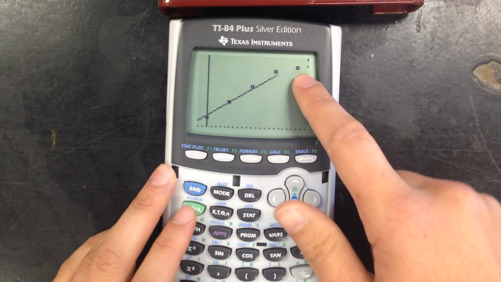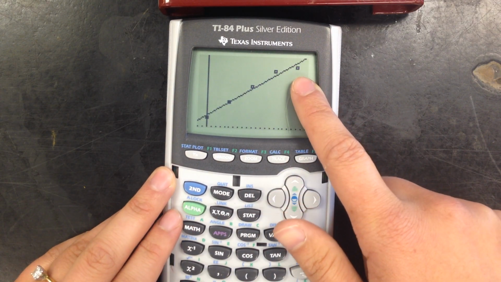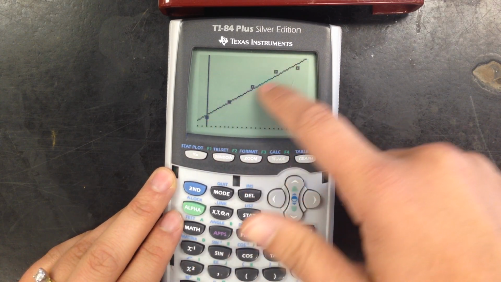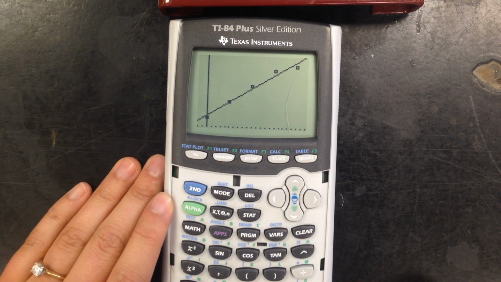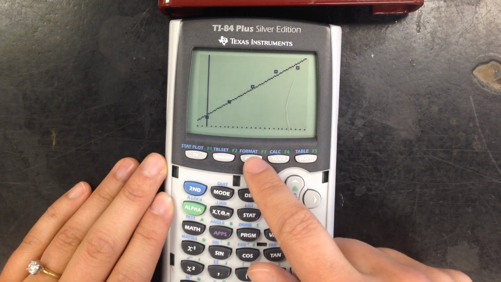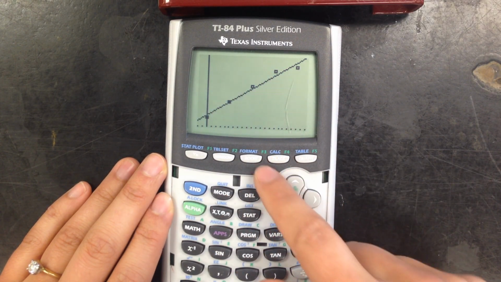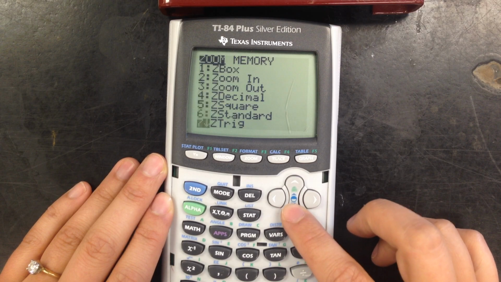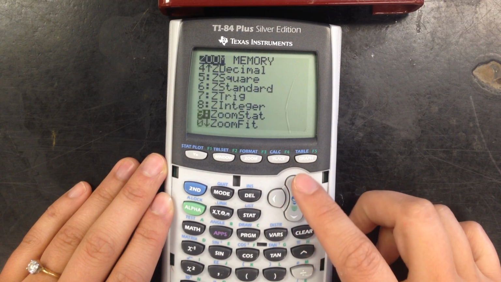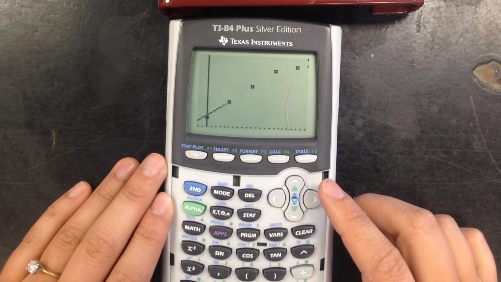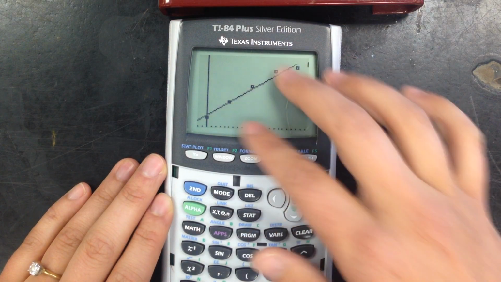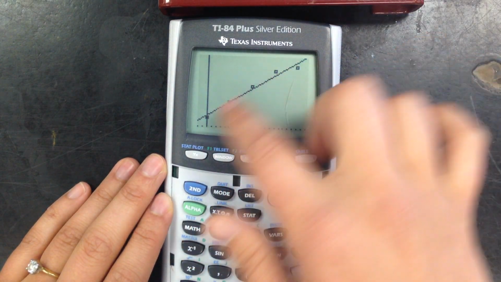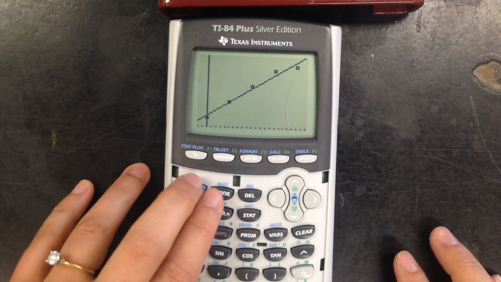So there's giving me the graph. Now mine is putting in the line because I actually was able to figure out the best fit line from my data. And mine is also zooming in perfectly because I went to Zoom and did ZoomFit. Or you can do ZoomStat, because that fits for your stat data. So that makes my window nice. But I want to tell you how I got that actual equation of the line. So let's quit.